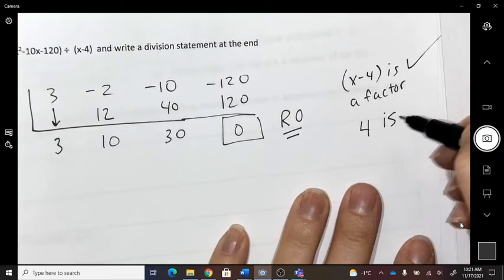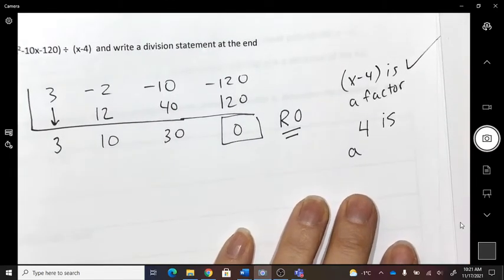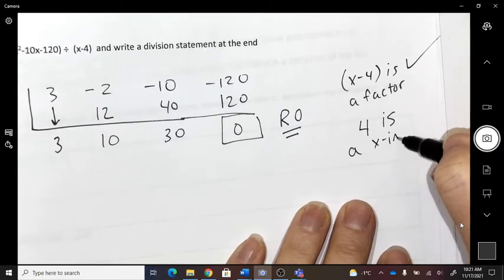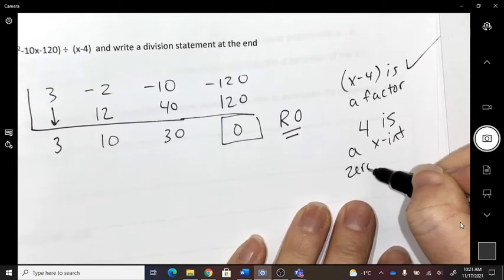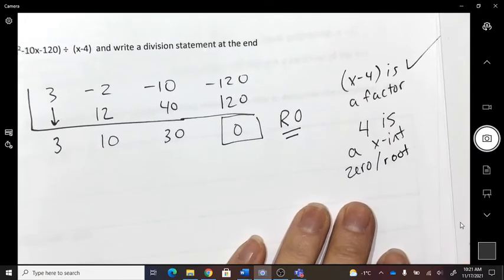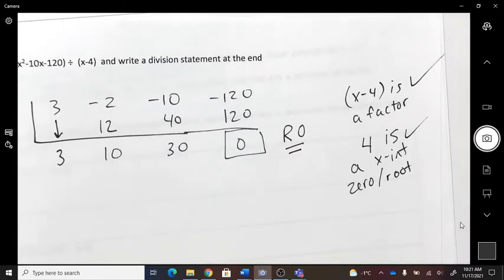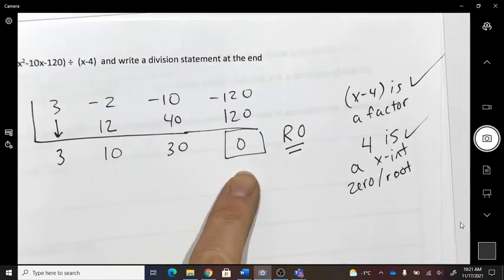4 is what? What's so special about 4 on this? It's an x-intercept, or a 0, or a root. You're going to hear all those things somewhere in your books, right? You know that these two facts are now true because of that remainder.